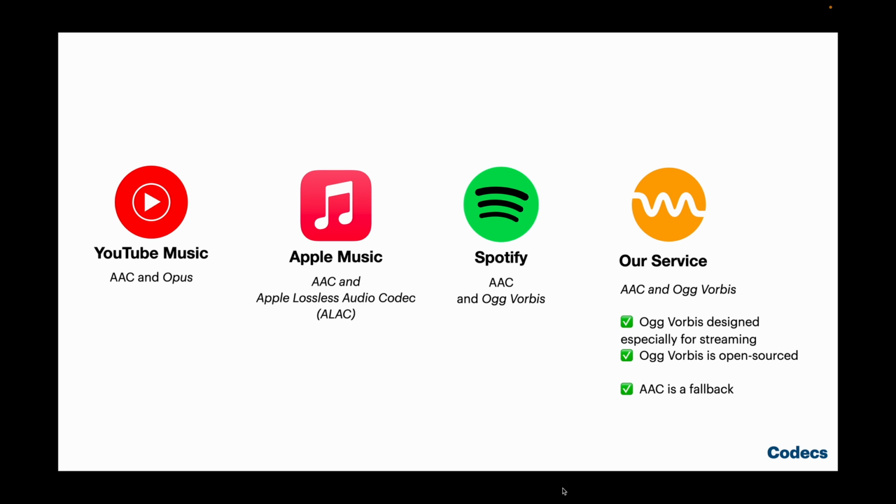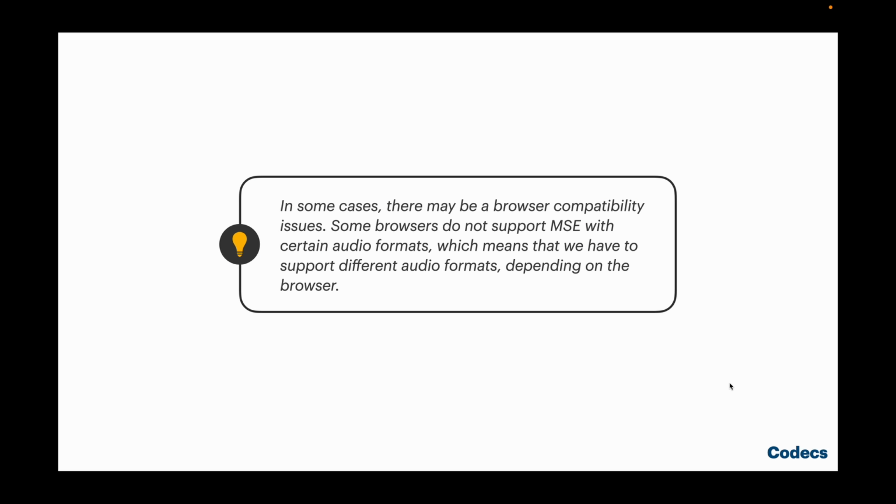As not all browsers and devices support streaming, we also have AAC as a fallback. Other streaming services typically allow users to change the bitrate to suit their needs. Additionally, it is possible to adjust the bitrate dynamically through streaming via MSE, DASH, or HLS, depending on the user's network conditions.